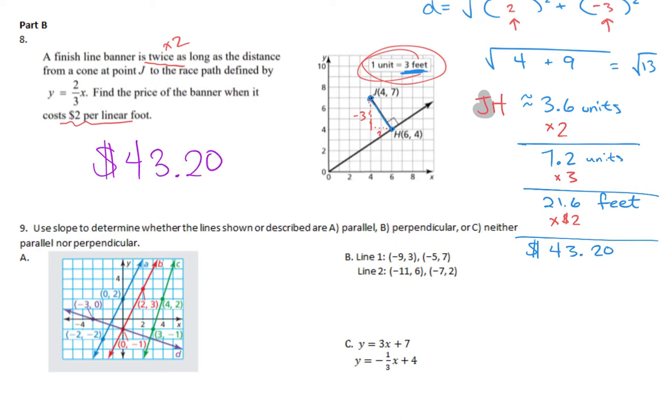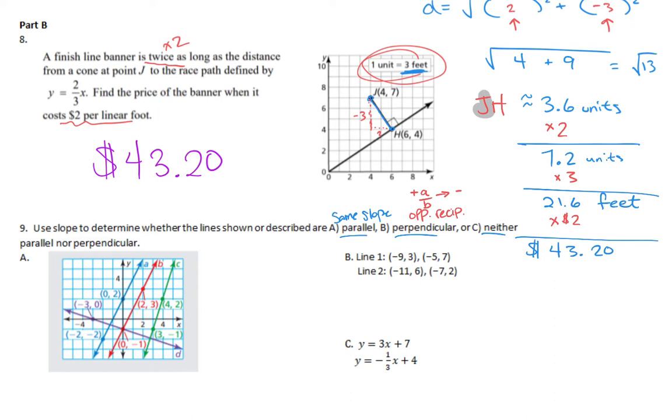All right, on the next question, we're going to have to find the slope to determine if the lines are parallel, perpendicular, or neither. So we've got to remember that parallel lines have the same slope, while perpendicular lines have opposite reciprocal slope, which means if the first slope was a positive A over B, then the opposite reciprocal would be a negative, the opposite sign. So if it's positive, change it to negative. If it's negative, change it to positive.